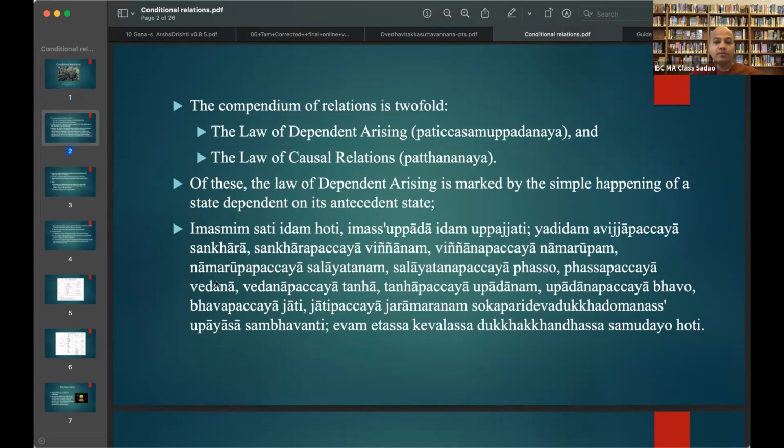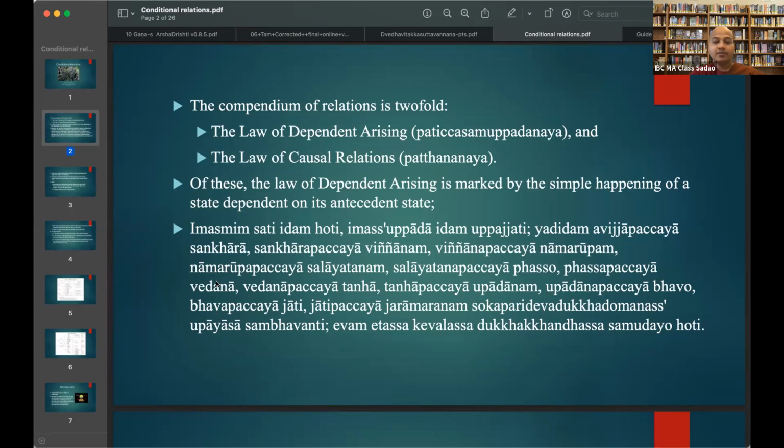talking about the compendium of relations, that is, the discussion on pachaya in the Patthana, you have to think of these two things. One is the law of dependent arising, the other is causal relations: Paticcasamuppada naya and Patthana naya. So you need to keep in mind these two things when talking about conditional relations, okay?